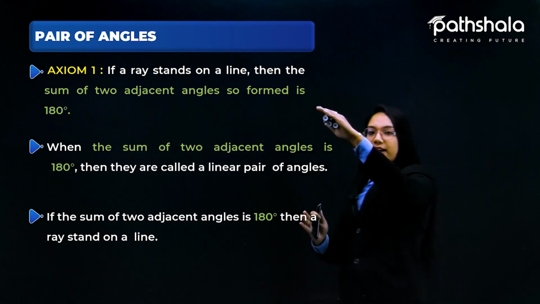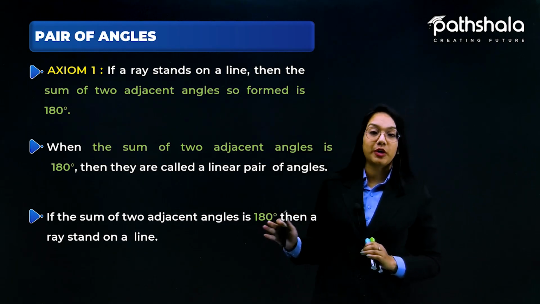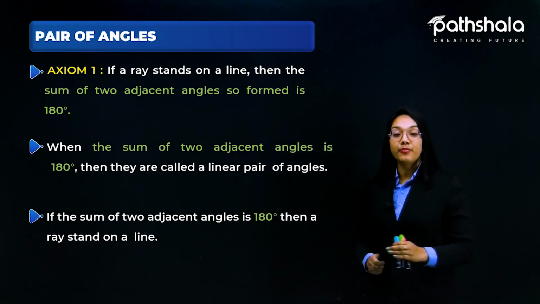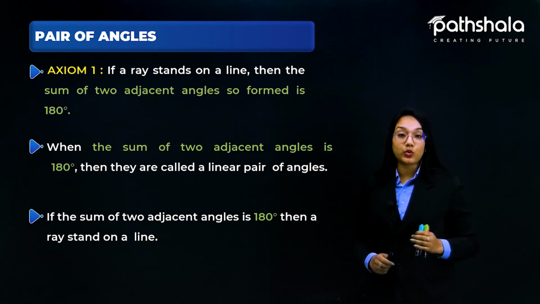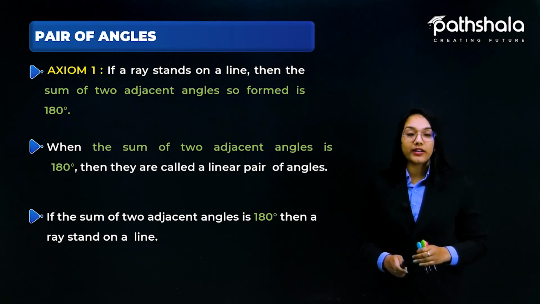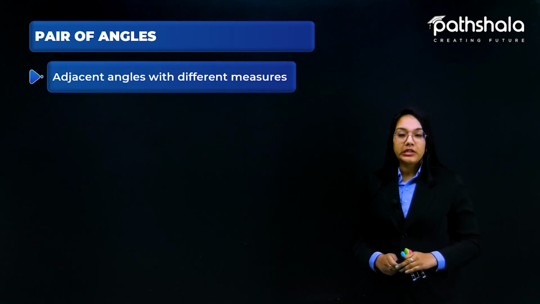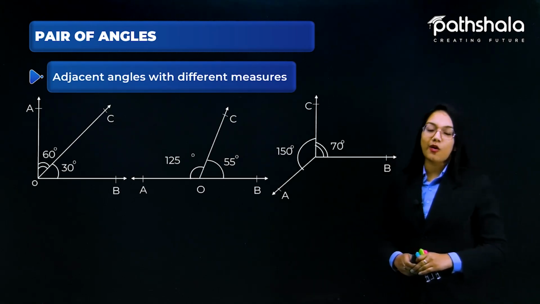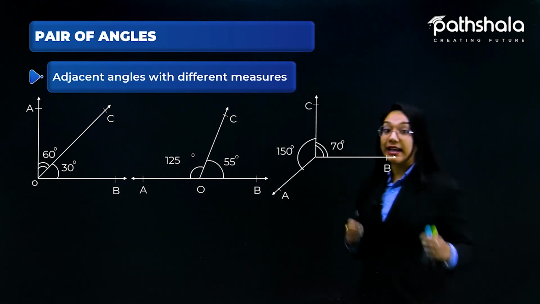These two statements are the converse of each other, but we do not know whether this particular statement is true or false. So let's see whether this statement is true or not: if the sum of the two adjacent angles is 180 degrees, then a ray stands on a line. Let us suppose I'm drawing some adjacent angles with different measures. I'm taking three cases here, and you can see these are all adjacent angles.